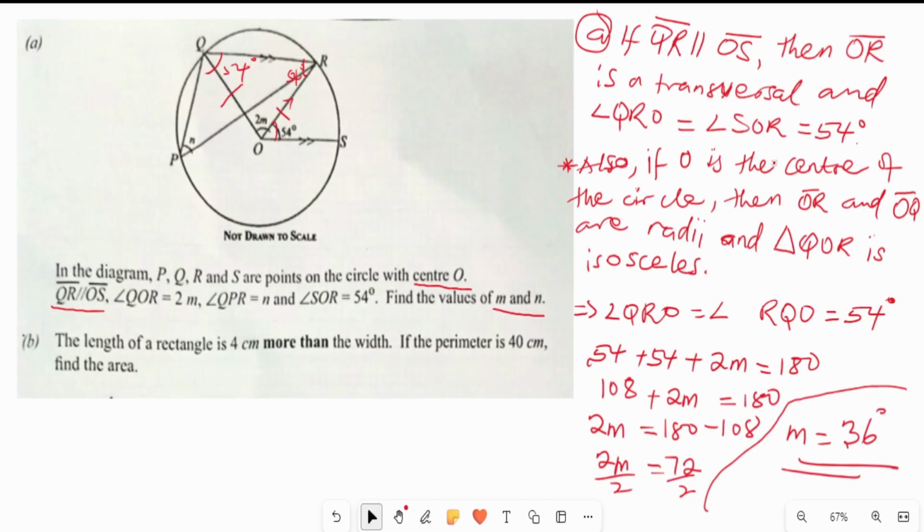And that is just m. The question said we should find the values of m and n. So now we go back to the diagram to see how we can solve for m.